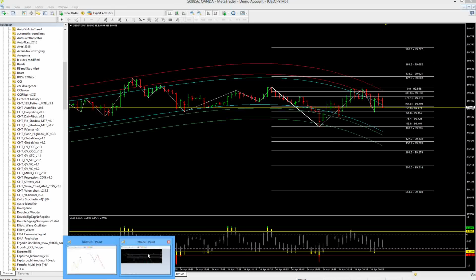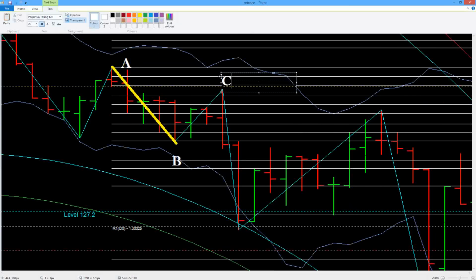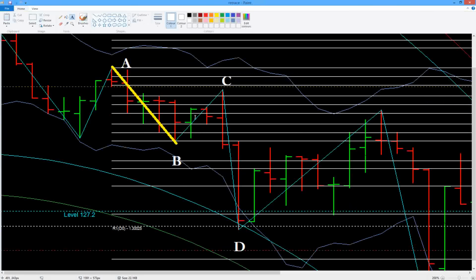So let's put our letters on there, and then we'll take a look at what numbers it hit and what it reversed on. This is A, B, C, D. Let's back up one then. Okay, so now if we see price went from A to B, downward movement, back up to C, which is your retrace, move down to D, and then we got our price reversal.